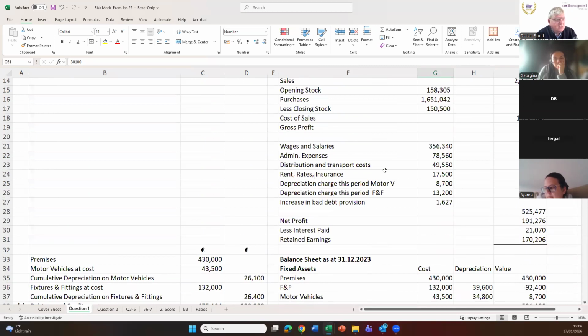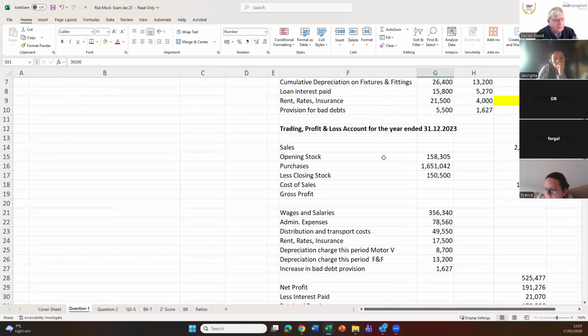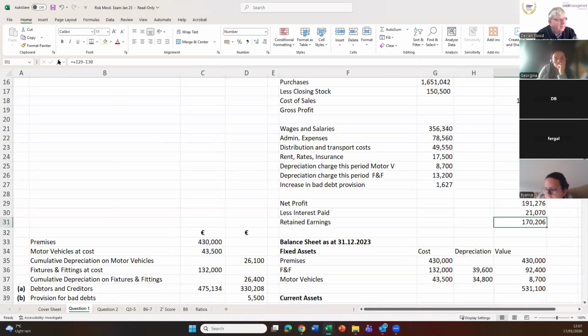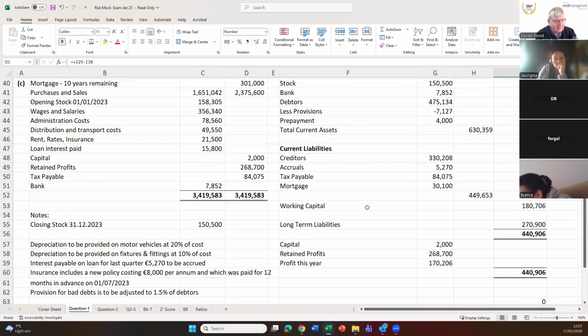Are you with me? So, there's your three questions. Your cumulative adjustments done, your trading profit and loss done. We have a profit figure established, and there is the balance sheet, and it balances and all is well. And I said, even if it doesn't balance, don't worry. Is that okay? So I'll just stop sharing now for a minute.